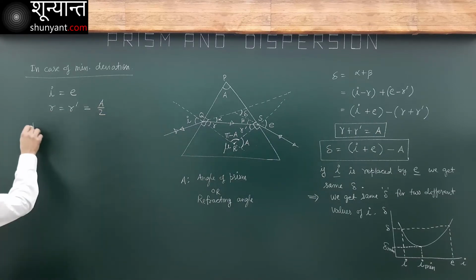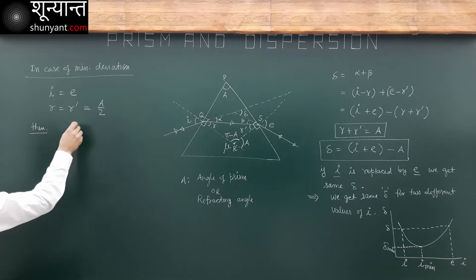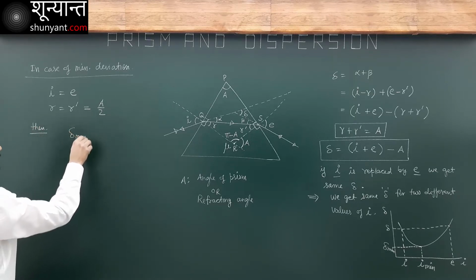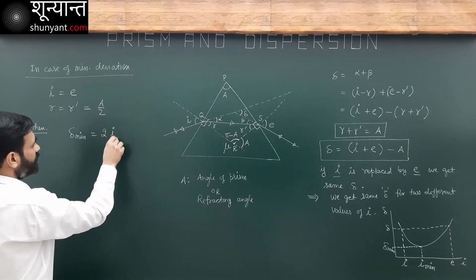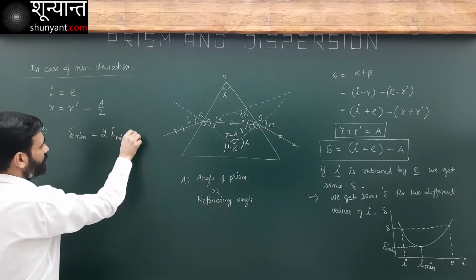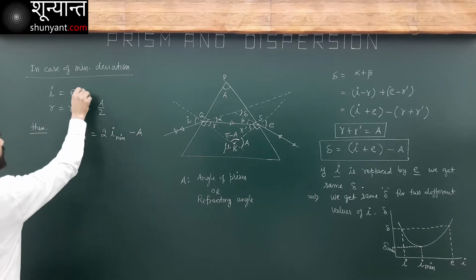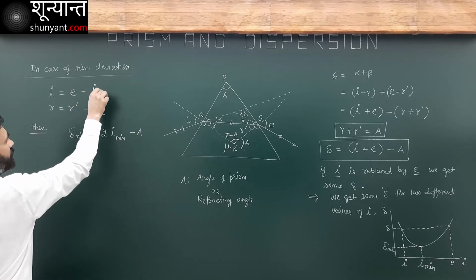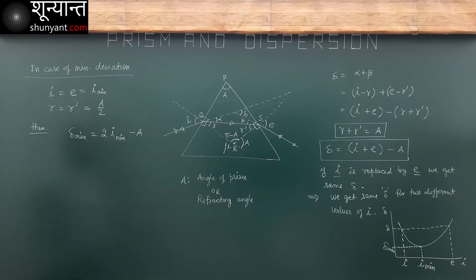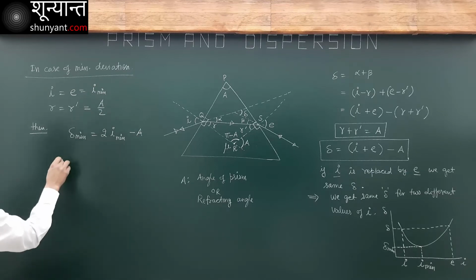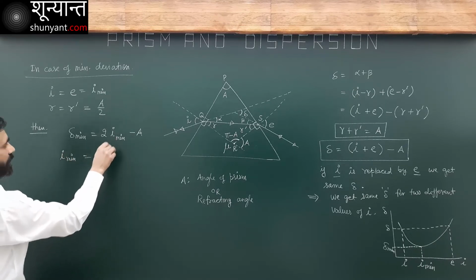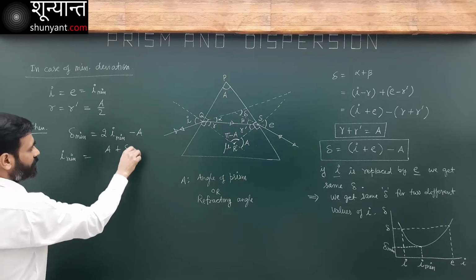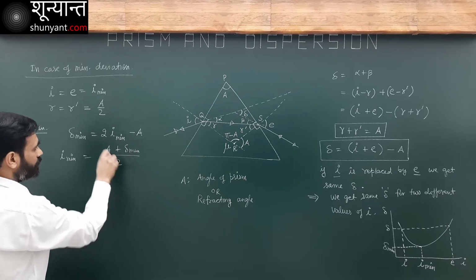And then delta minimum becomes equal to 2 times I minimum minus A. Let's say it is equal to I minimum here. Do you see this? So what will be I minimum? It will be equal to (A plus delta minimum) over 2.